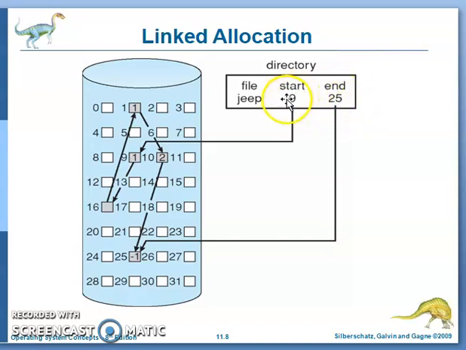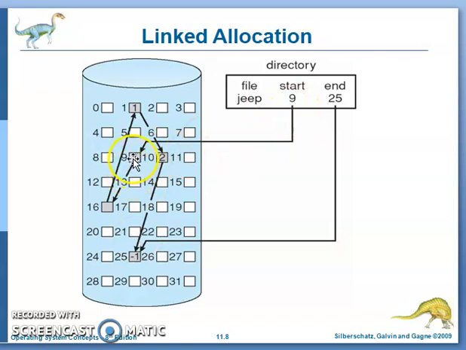So starting block number is 9, ending block is 25. It maintains the one linked list. That means you go for the 9. From 9 to one more link, you can go to the 16. From 16 to 1, 1 to 10, 10 to 25. 25 is the last, and minus 1 represents the end of the file. So this is the way it maintains the linked list.